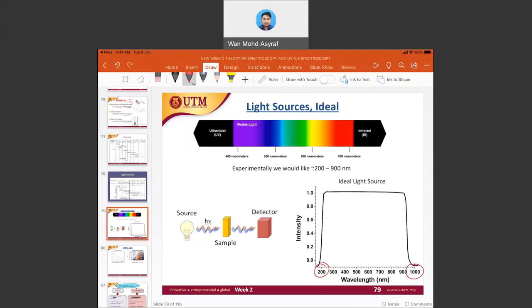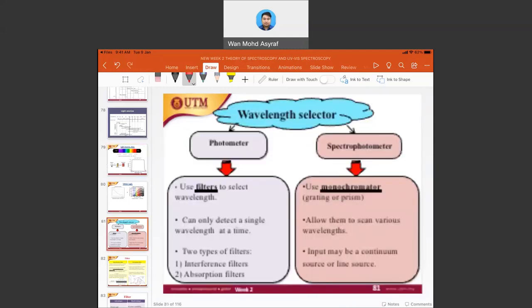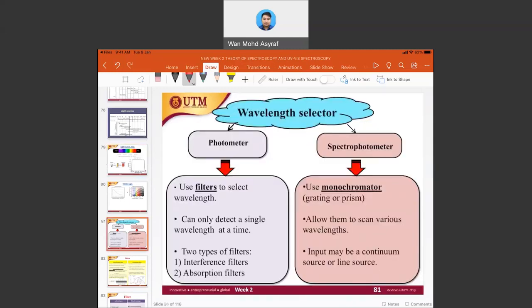All right. So the second one, we are going to look at is the wavelength selector. Okay, wavelength selector. Before this, you have heard about the monochromator. So the monochromator is a part of a wavelength selector in a spectrophotometer, while you are also going to learn about the photometer, which uses filters to select wavelength.